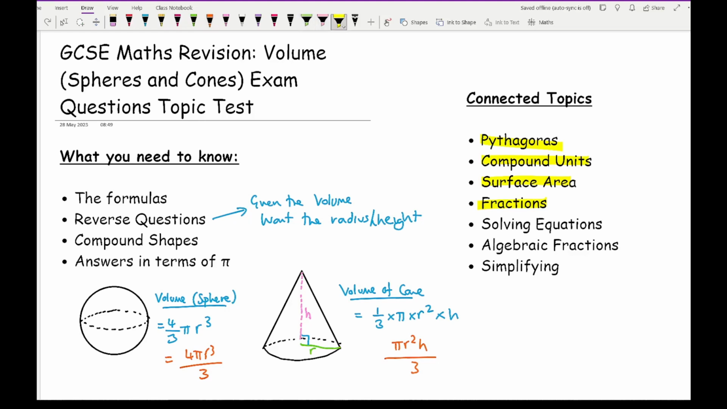Also involved in this particular topic is a knowledge of solving equations, and this could involve quadratics, it could involve linear equations. Algebraic fractions, again if you've got quite a complex question which doesn't give you the radius and doesn't give you the height, gives you an algebraic expression. So for example, where the radius is just r and the height might be 2r or 3r or 2x or 3x, etc. And also obviously simplifying as well. So you need knowledge of being able to simplify expressions, writing common denominators, which again will be covered in the questions that we go through in this topic test.